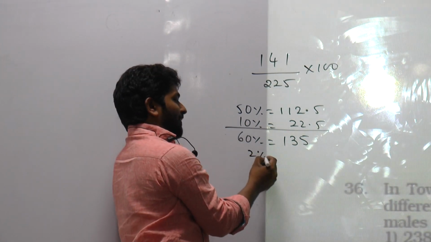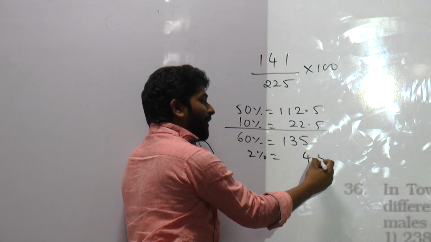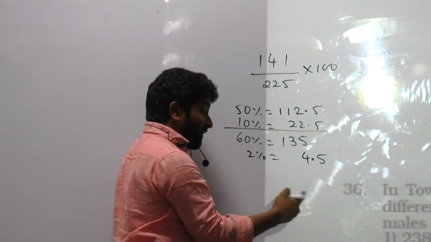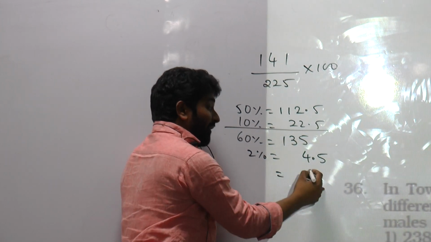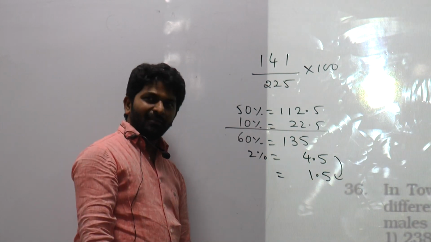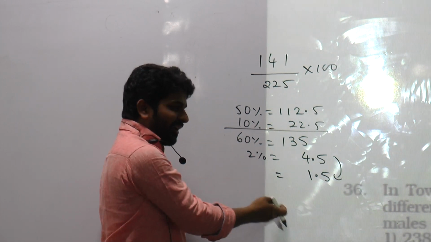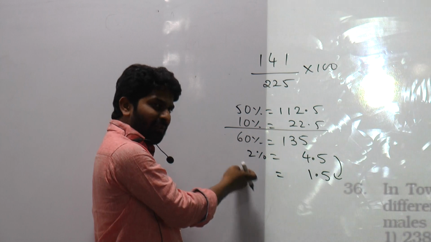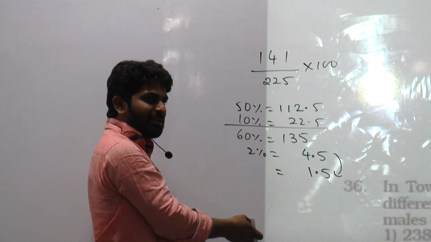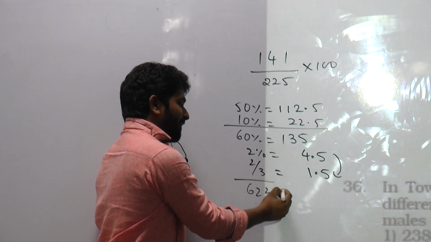2% is 4.5. Yes? How much do you need to add still? 1.5. Do you observe anything here? 1/3, right? 1/3 of this number is 2/3. Total answer? That's it. 62 2 by 3%.